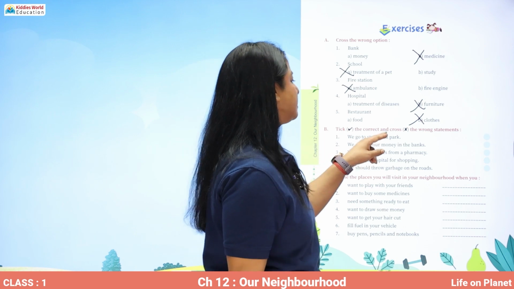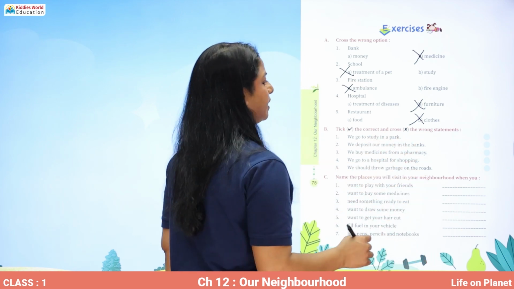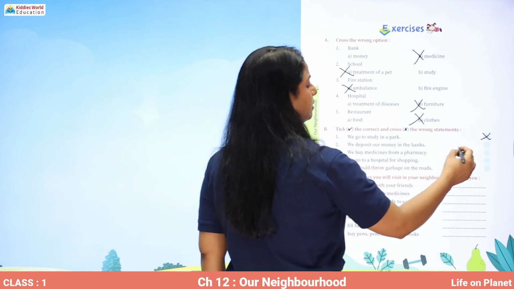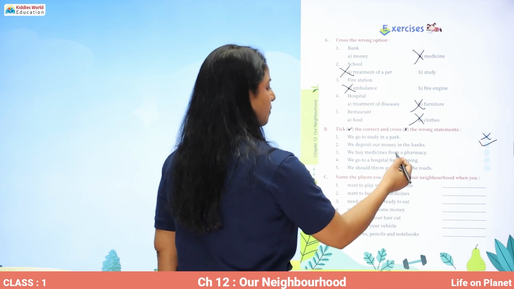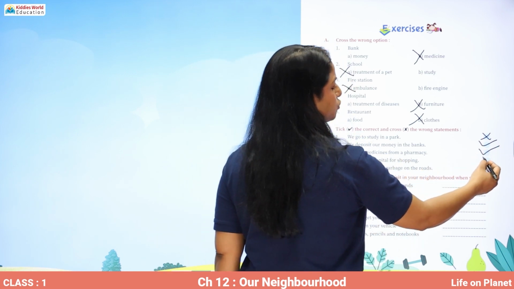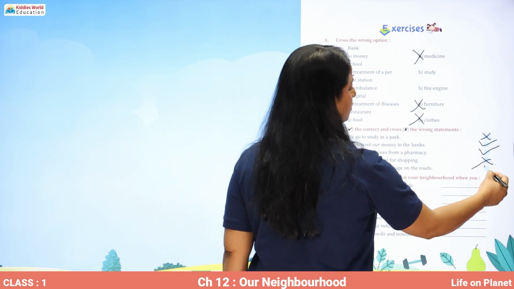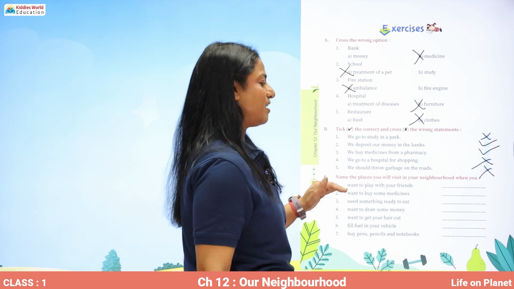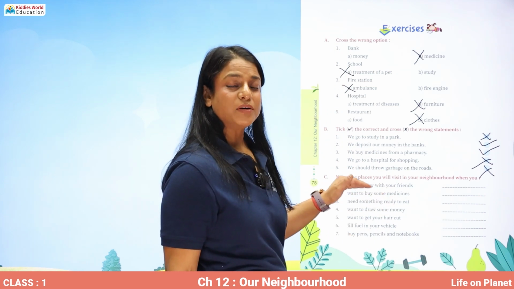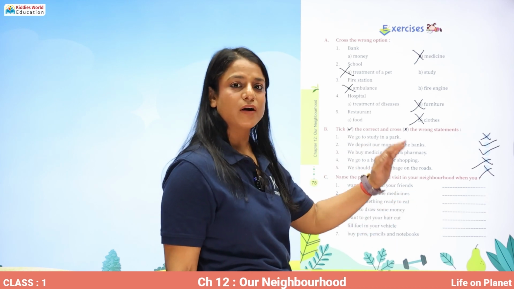Now you have to tick the correct option and cross the wrong option. We go to study in a park. No, we go to school. We deposit our money in a bank. Correct. We buy medicines from a pharmacy. Correct. We go to hospital for shopping. No. We should throw garbage on roads. Very wrong.